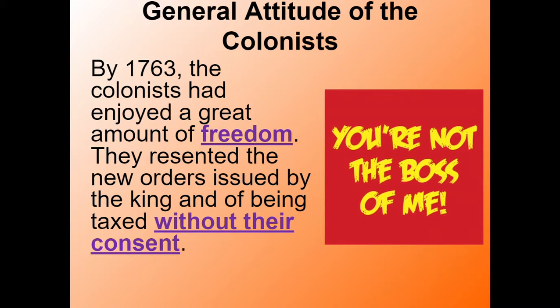The general attitude of the colonists is that by 1763, the colonists had a great deal of freedom, and they really start to resent these new orders that are being issued by the king. Their reason for that is that they feel like they're being ordered to do something without having any representation, without any of their own consent. Now, this is a bit of a fallacy because really Parliament is not a true representation of the English people. There is just a select few people that are making decisions for the entire country.